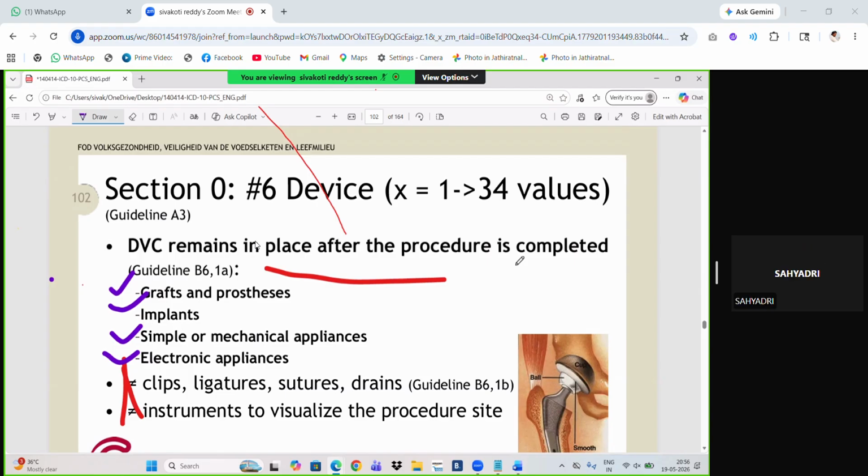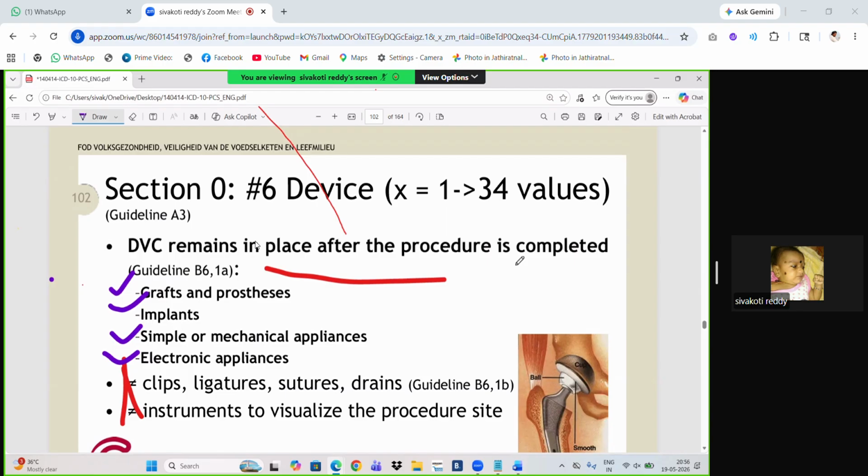A scope is also inserted in our body to visualize and examine the body part, and then they remove the scope. It is not permanent in our body, so it should not be considered a device. Surgical implants, bypass grafts, prosthetic joints, and simple mechanical devices like pacemakers and defibrillators are all considered devices.